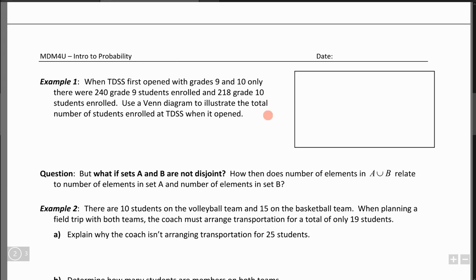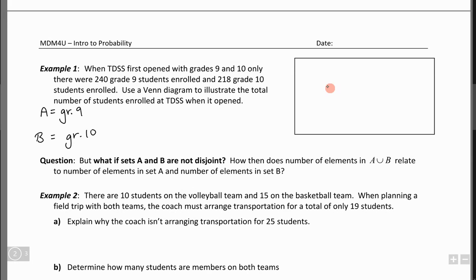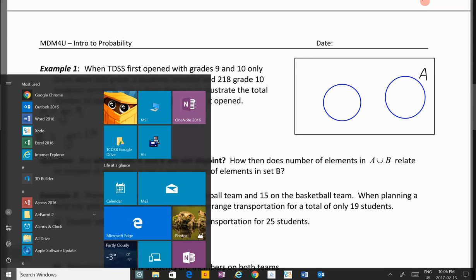Okay, so let's call the first set the set of grade 9. So let's say A is equal to the set of grade 9, and we'll say B is the set of grade 10. Okay, so in my diagram, let's draw a nice circle here. Boom, here's my circle for set A. Here's another circle for set B. Again, the sizes don't matter. We know A is bigger, so let's say this one is set A, and this one is set B.